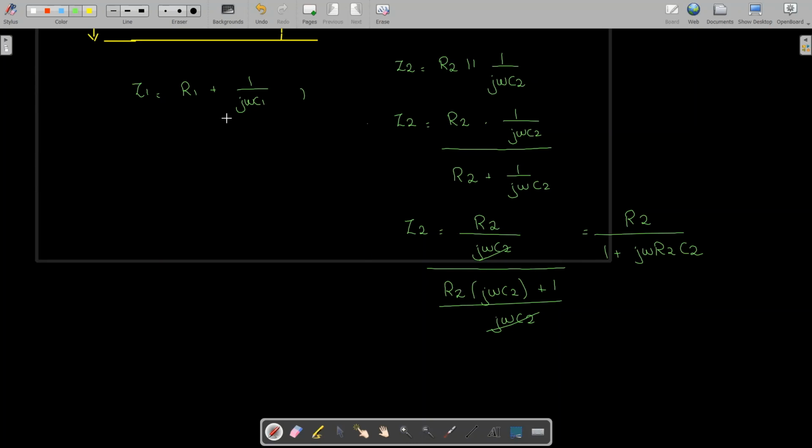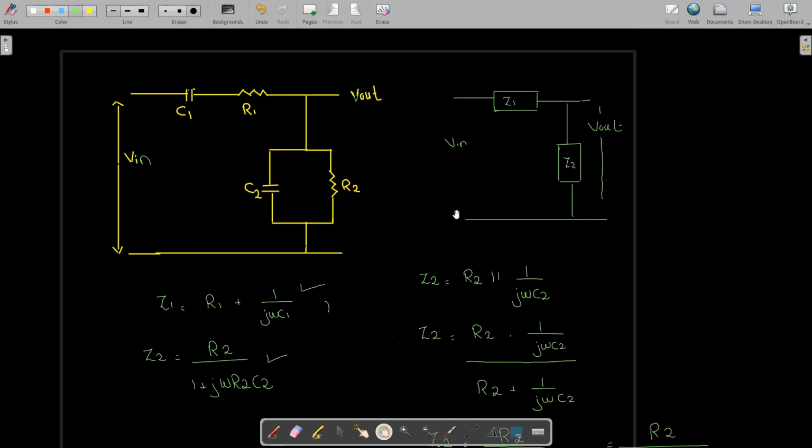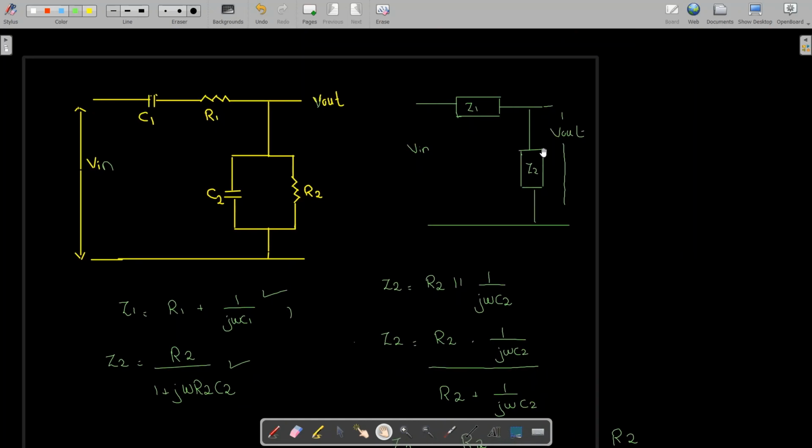So Z1 is R1 plus 1 divided by j omega C1, and Z2 is your R2 divided by 1 plus j omega R2 C2. Fine. So we have found the Z1 and we have found the Z2. Now what we need to find is V naught by V in. Now we can use the voltage divider rule to find V naught by V in. And by voltage divider rule, V naught by V in will be equal to Z2 divided by Z1 plus Z2.